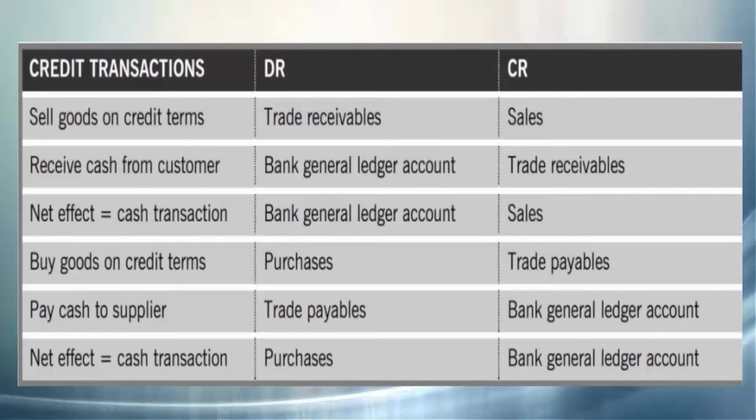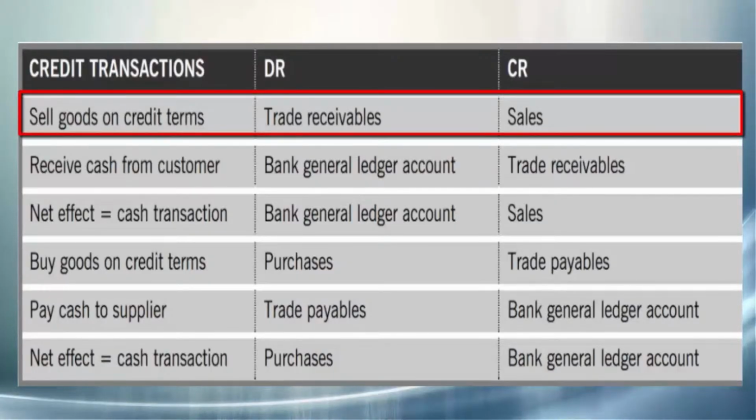Examples of credit transactions. Let's look at the table in the attachment and explain how different types of credit transactions are recorded in ledger accounts. Example 1. Selling goods on credit. What happens? A business sells goods to a customer on credit, meaning the customer will pay later. For example, if a business sells goods worth $1,000, income, sales increases, so the sales account is credited. Assets, amount owed by the customer, increase, so the trade receivables account is debited.